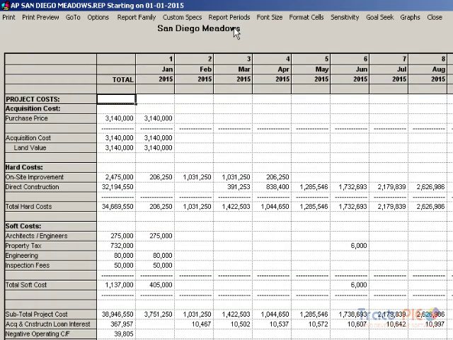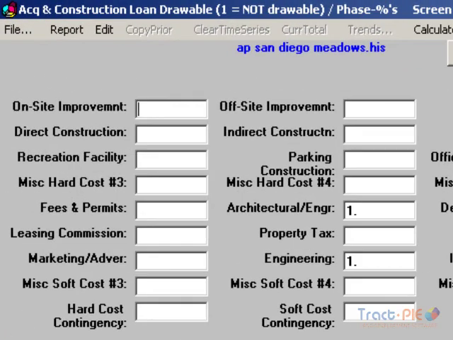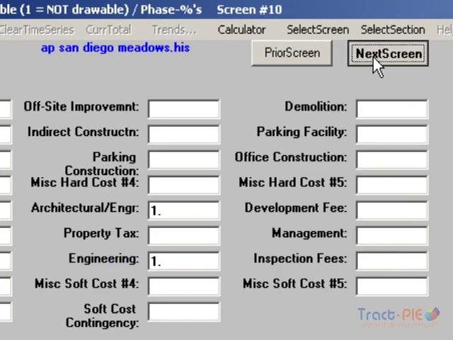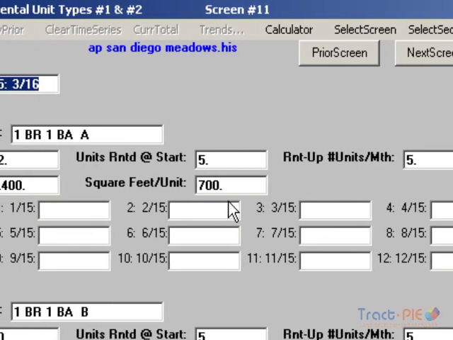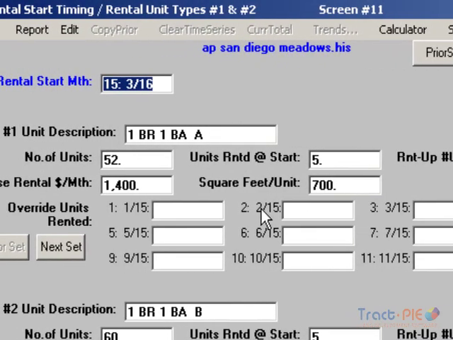Let's return to the input screens to discuss more assumptions. Income-PIE defaults to funding all of the acquisition and construction expenses with a loan. However, on this screen we can exclude certain expenses from being funded by the loan by just putting a 1 opposite the expense name. On this screen and the next several screens you can describe up to 9 different apartment types, whether studios, 1 bedrooms, 2 bedrooms, etc.